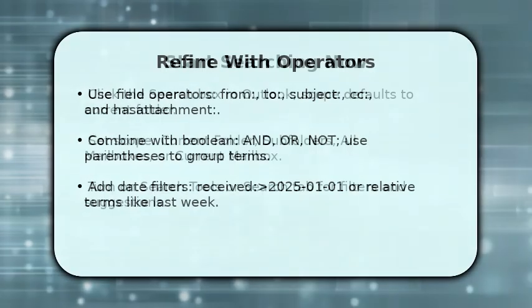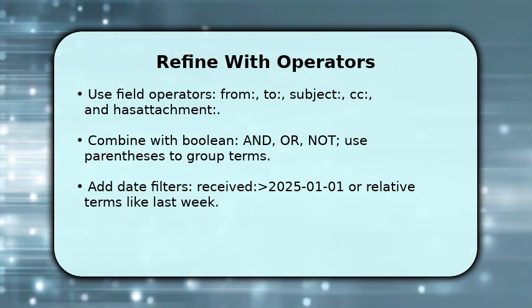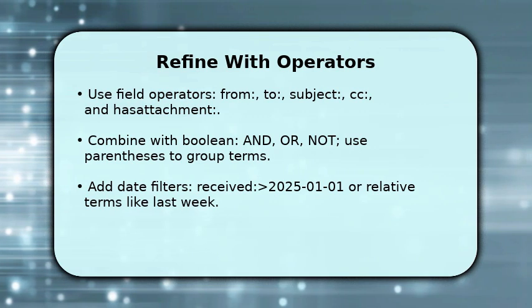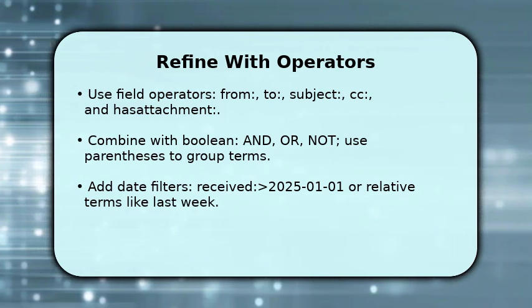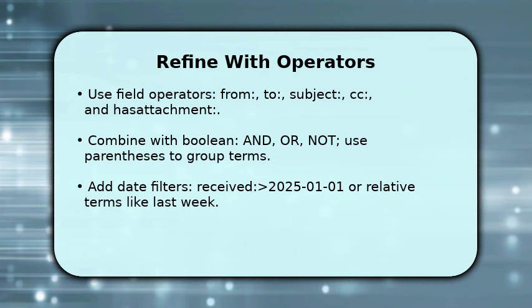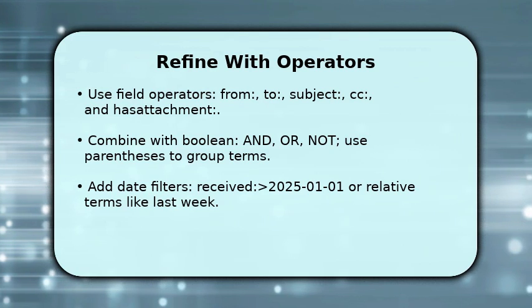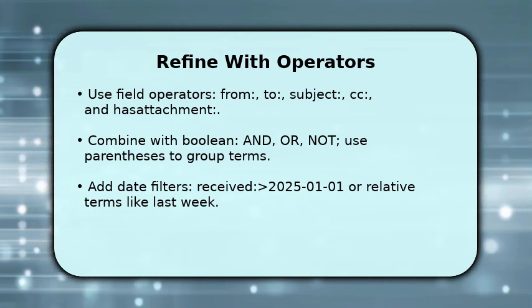Combine terms using and, or, and not, then group them with parentheses when necessary, like from Alice or from Bob and subject report. Make sure to use has attachment, yes for files and received, 2024-01-01 to constrain by time. Once refined, inspect the preview pane for context.